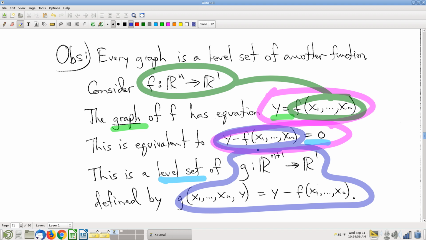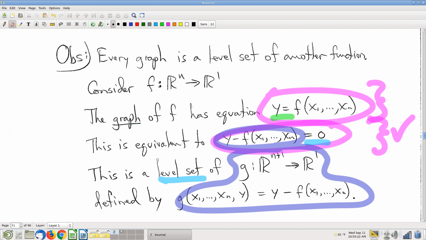Now, I know that I can always do this because in order to do this, all I need to be able to do is to take what's on the right-hand side of an equation and subtract it over to the left-hand side of the equation. Of course you can always do that. Right? So if you ever see a graph of something, you can reinterpret it as a level set of something else.